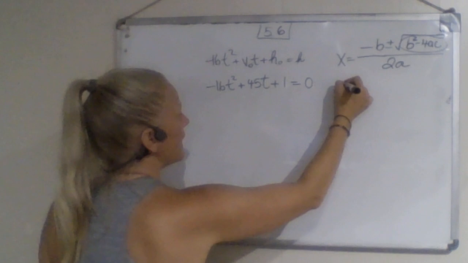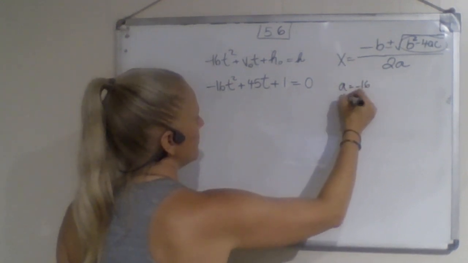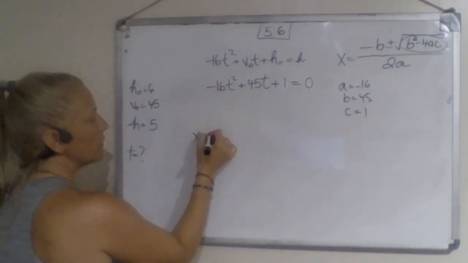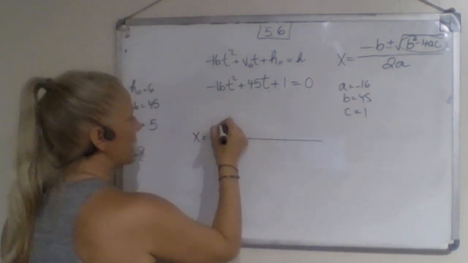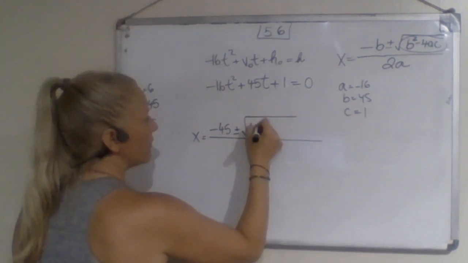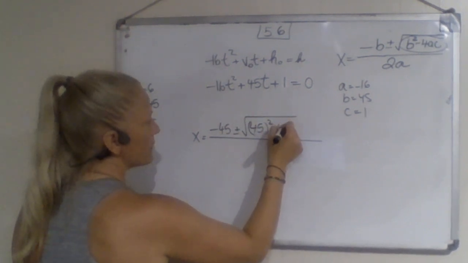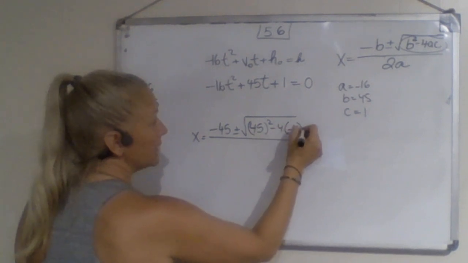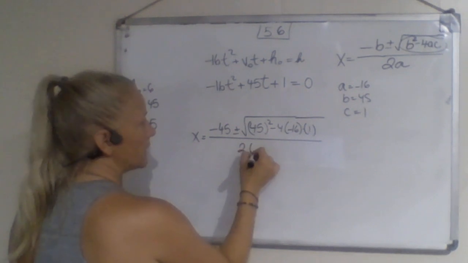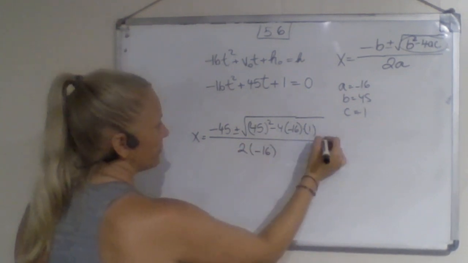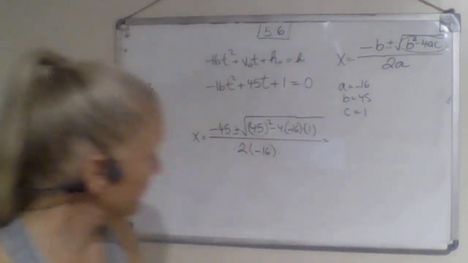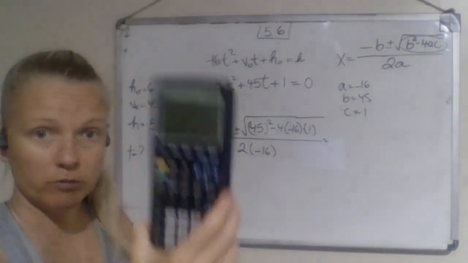So, a is negative 16, b is 45, c is 1. x equals negative 45 plus or minus the square root of 45 squared minus 4 times negative 16 times 1, all of it divided by 2 times negative 16. Now, this is where a calculator is going to become our best friend. Remember, we can do all of this in one move in my calculator.